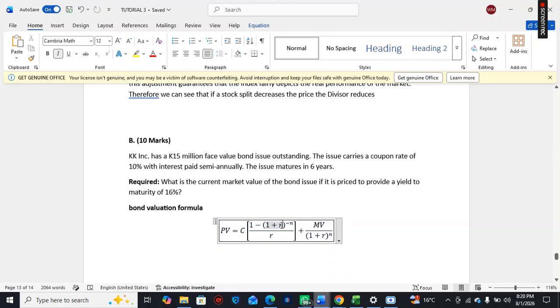Where there's R, it's our yield to maturity. This is the discount rate that we're going to use for discounting our payments for the bond. So yield to maturity is your total return based on the price of the bond. Are we okay with that definition of yield to maturity?